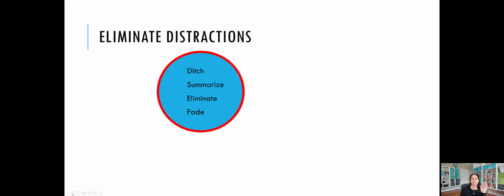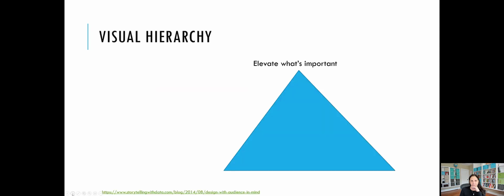So let's remember to either completely eliminate or fade out the elements that are not important. Ditch any extraneous data or message that you have in there. Remember, one visual, one message. You'll have much more success. And of course, summarize whenever you can as opposed to providing too much detail.